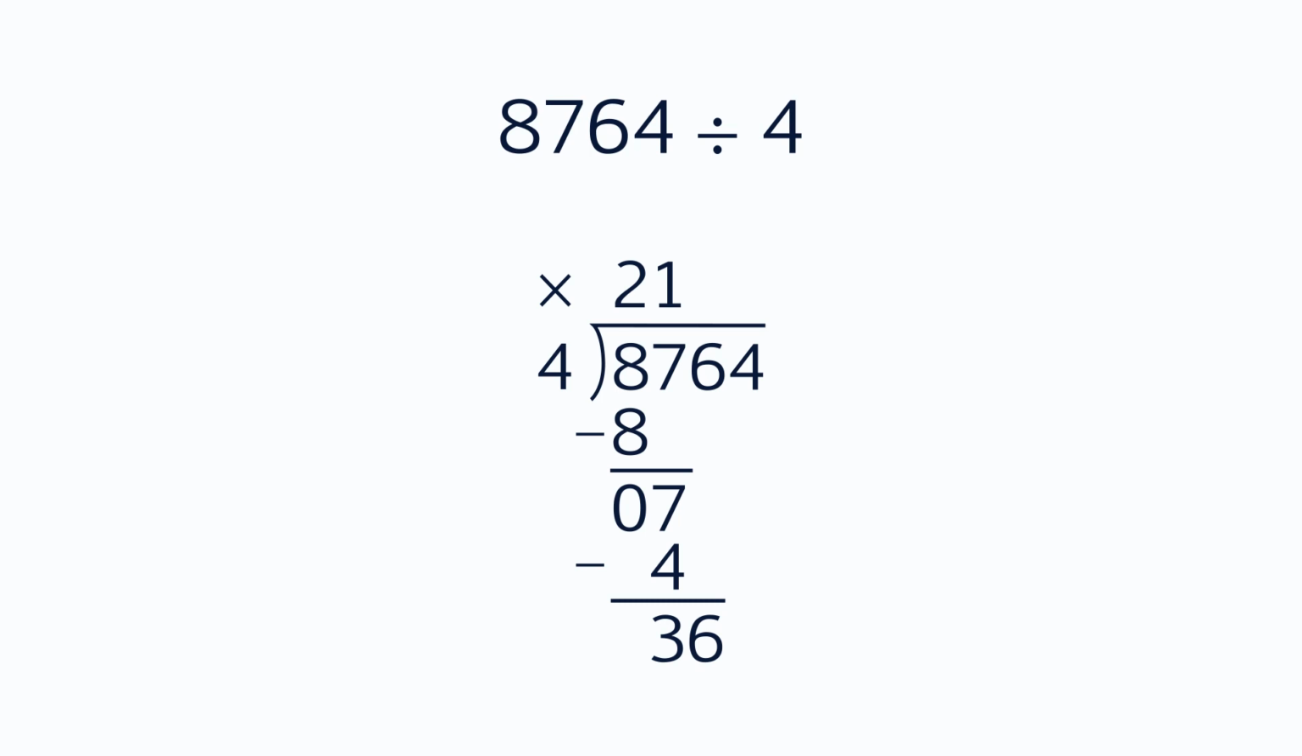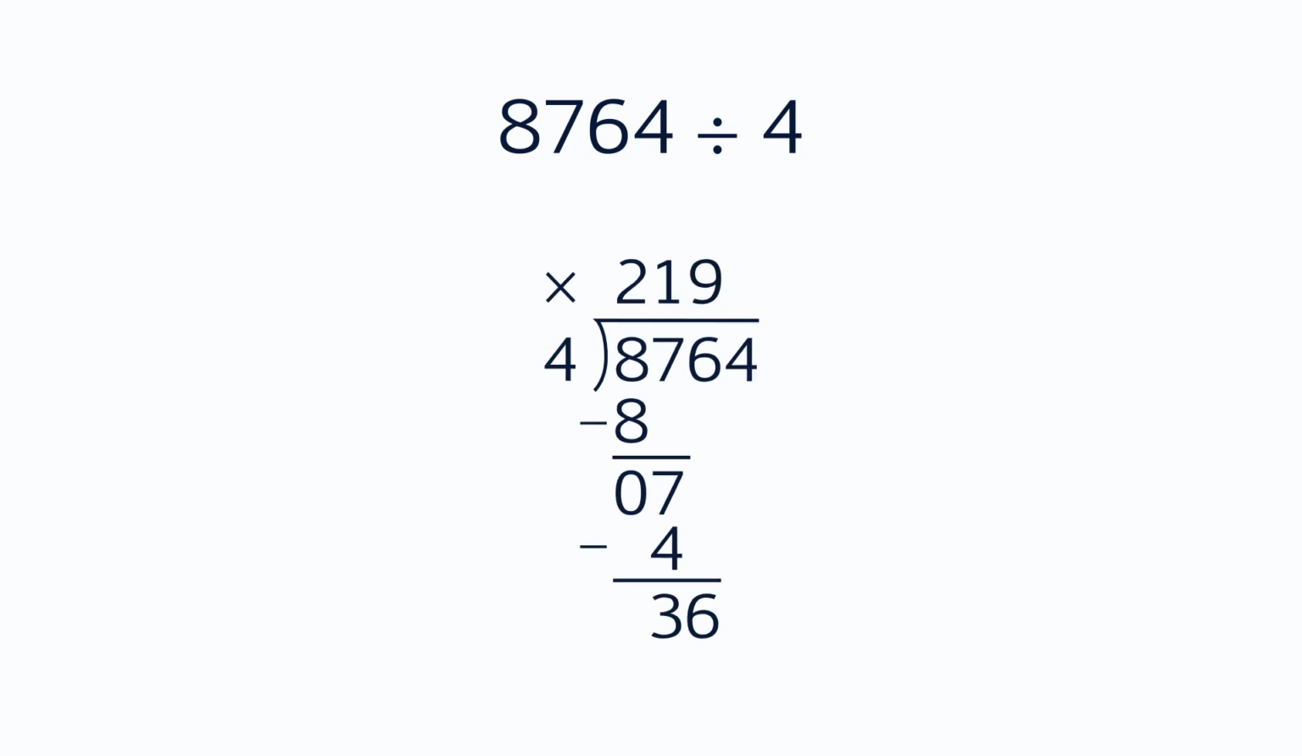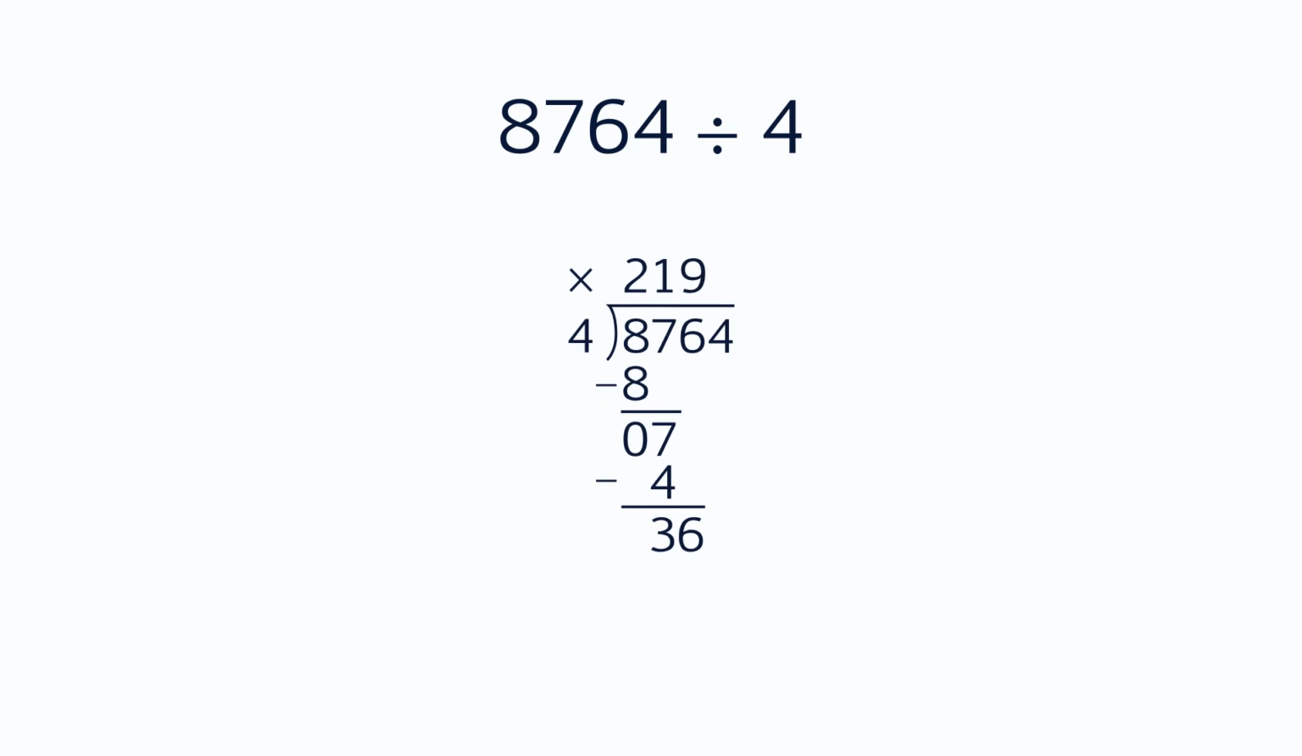How many times does 4 go into 36? 4 times 9 is 36, which means that 36 divided by 4 is 9. Place 9 above the horizontal line, in the tens place, like this. With 9 in the correct position, you multiply 9 by 4, which is 36, and place 36 right here, below the 36 that's already there.